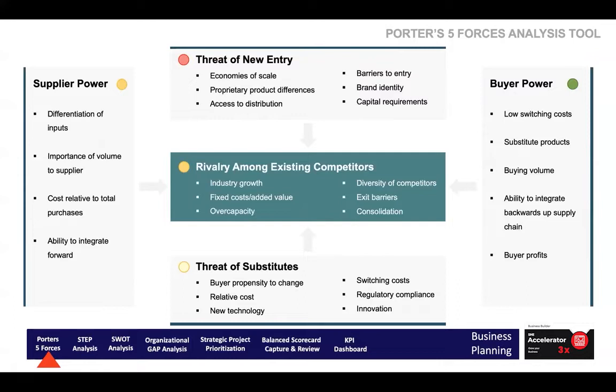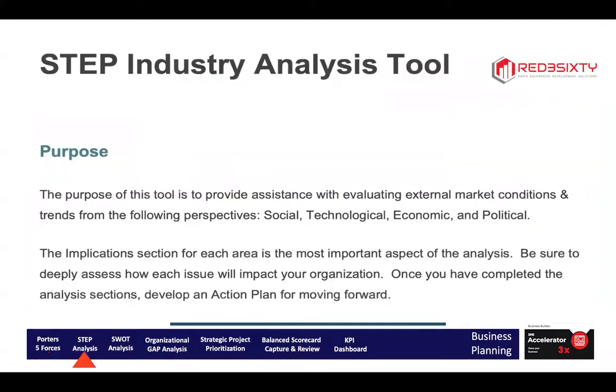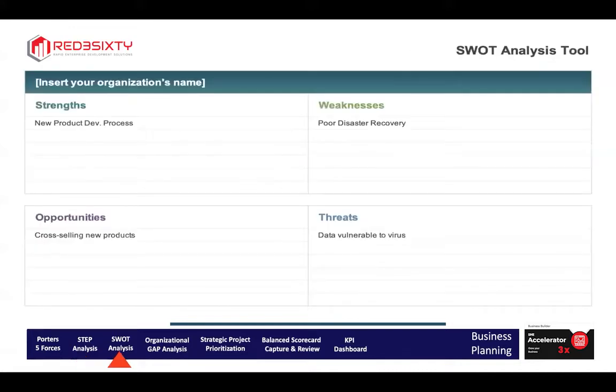Porter's 5 forces will be followed by a STEP analysis, looking at social, technological, economic, and political environment and how that impacts on the business. This is critical for us to identify opportunities and risks for the business, but we'll cover this in depth when we go through these modules. The SWOT analysis, just a quick view on what we do there, the strengths, the weaknesses, and opportunities and threats within the businesses. And all of these will be captured ultimately into our strategic plan.